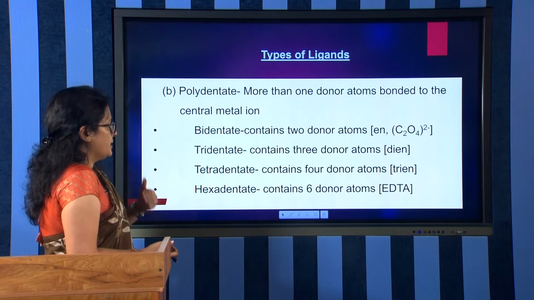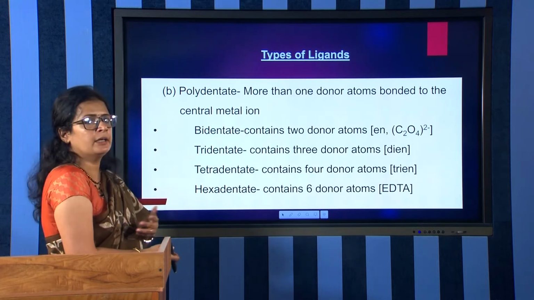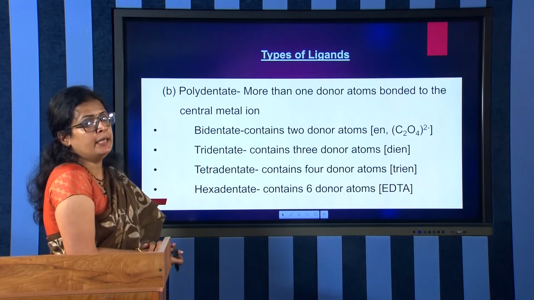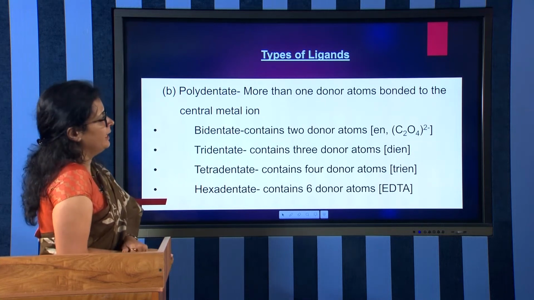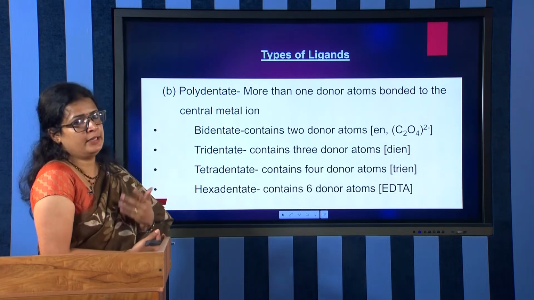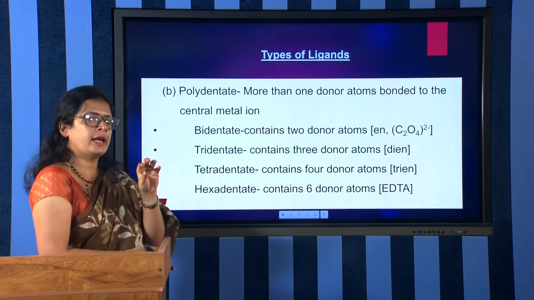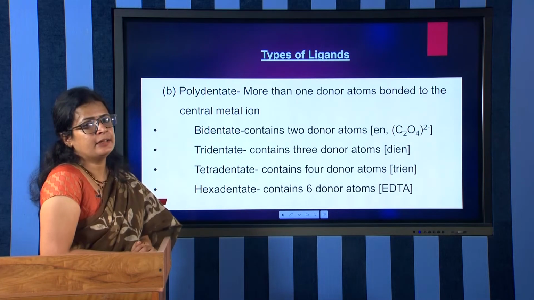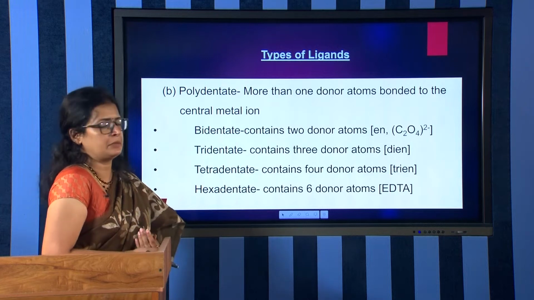And the next class is the tridentate ligand. Tri means 3. So, they will have 3 donor atoms. An example is dien, diethylenetriamine. And you have the tetradentate ligand. A tetradentate ligand consists of 4 donor atoms. So, these 4 donor atoms will be bonded to the central metal atom. An example is trien, triethylenetetraamine. They have 4 donor atoms.